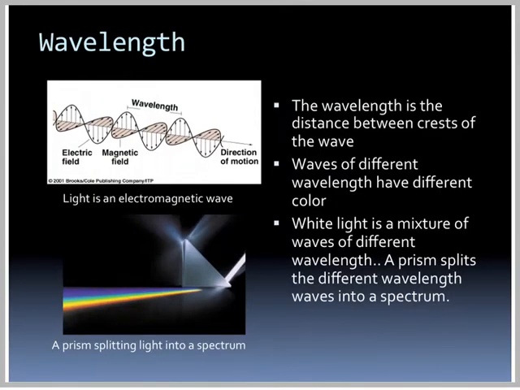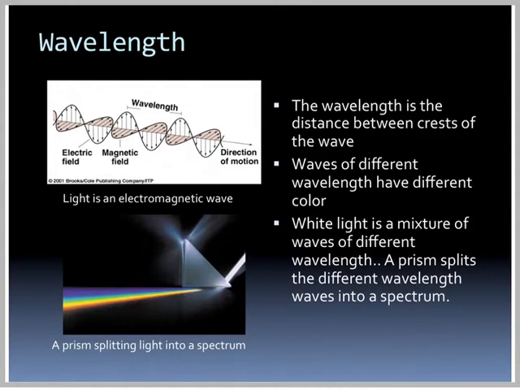The wavelength of light is the distance between crests in the wave. If I think of a wave as going up and down and up and down, the distance between one up and the next up is called the wavelength. And white light is a mixture of waves of different wavelengths. As white light goes into a prism, for example, it splits all the different wavelengths up and gives us a spectrum.